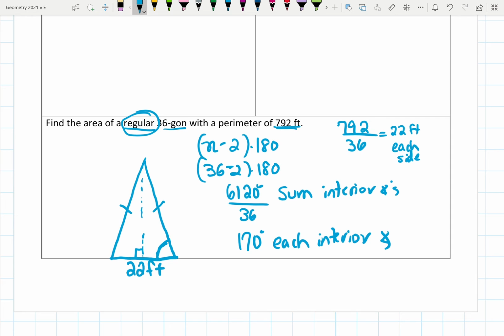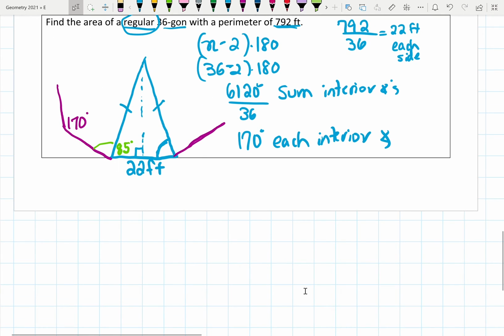Now, there is no 170 degree angle on this triangle. Remember that if I continued to draw this 36-gon, which I'm not even going to attempt to do, each angle of the actual 36-gon is 170 degrees. But when I draw one of those triangles, it cuts that 170 degree angle in half. Half of 170 is 85. So now I know an angle in the triangle as well. So I'm going to be able to use trig to find that height.